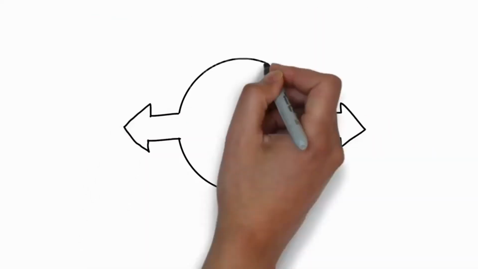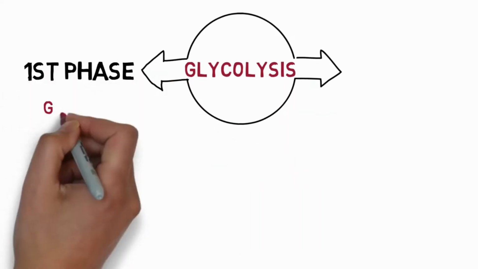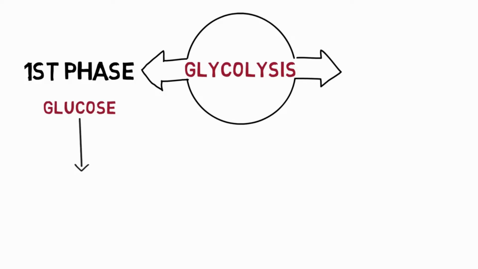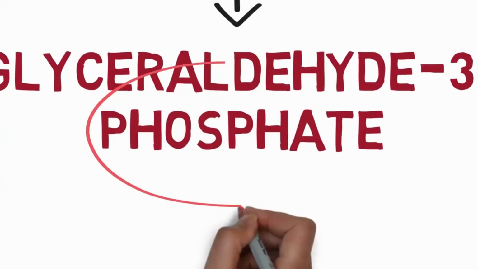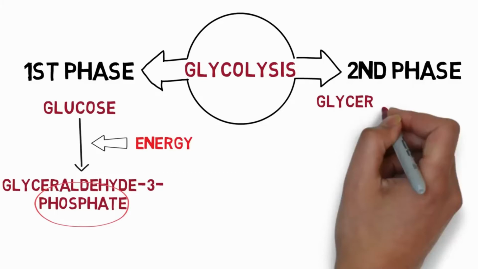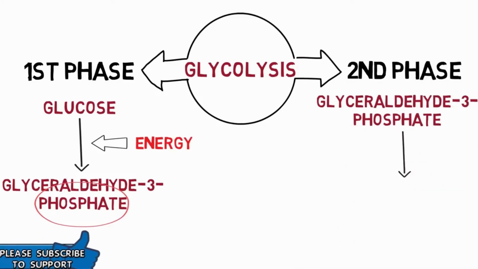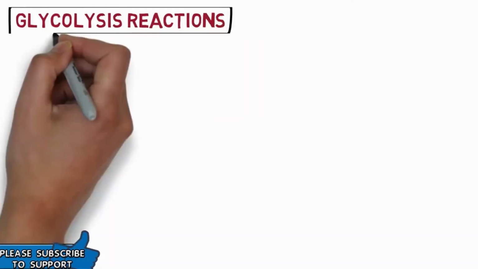The process of glycolysis takes place in two phases. In the first phase, the glucose is converted into intermediate compound. Since this conversion involves addition of phosphate, therefore energy in the form of ATP is used. In the second phase, the intermediate will be converted into final product, which is pyruvates. During this phase, energy is produced. Now let's have a look at the various reactions involved in the glycolysis.